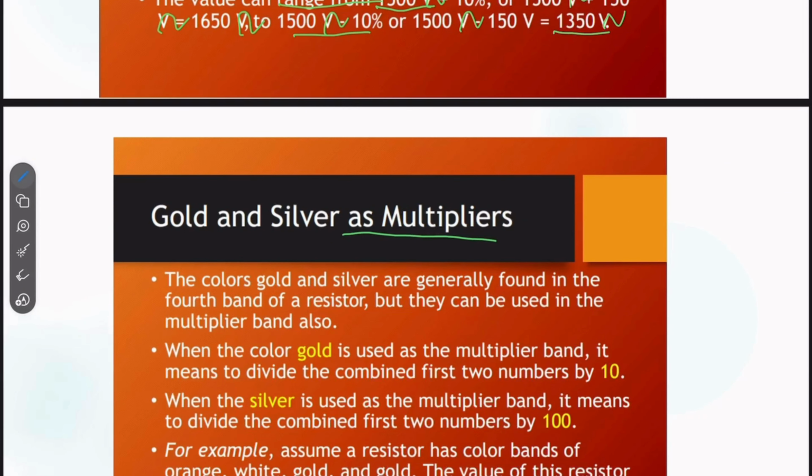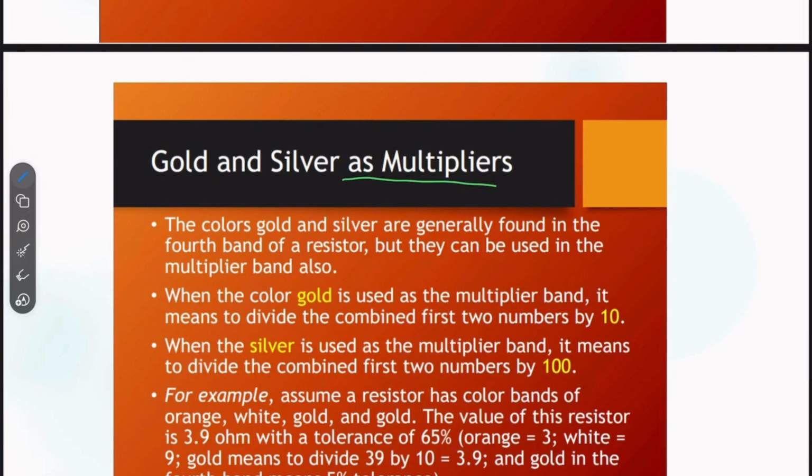Gold and silver as multiplier. The colors gold and silver are generally found in the fourth band of a resistor, but they can be used in the multiplier band too. When gold is used as the multiplier band, it means to divide the combined first two numbers by 10. When silver is used as a multiplier band, it means to divide the combined first two numbers by 100. For example, assume a resistor has color bands of orange, white, gold, and gold.